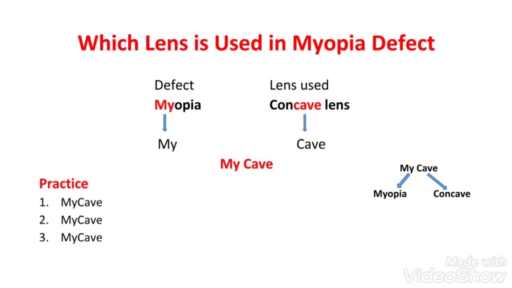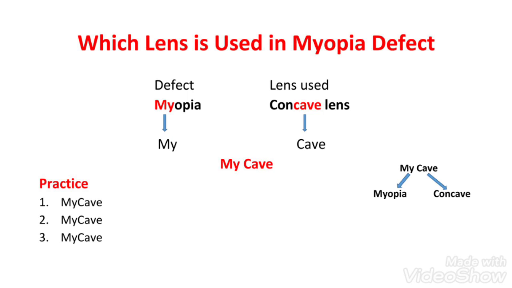Now enter into the first topic, which lens is used in myopia defect. We have a total of 3 defects. One is myopia, second one hypermetropia, third one presbyopia. For 3 defects, we have to remember 3 corrector lenses. In exams, students get confused because they have similar names. So for that, I kept one linking method. With that linking method, students can learn these defects and their correction lenses easily.